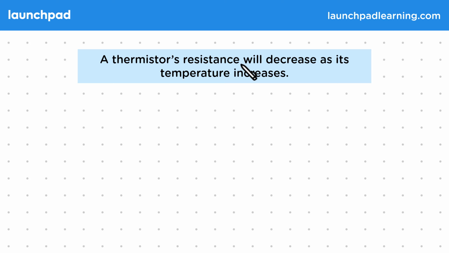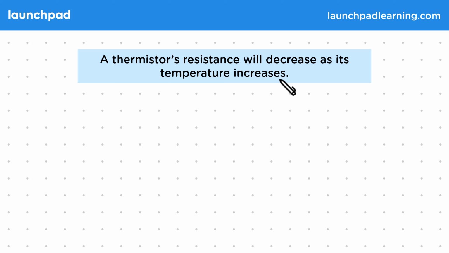A thermistor's resistance will decrease as its temperature increases. Now, pretty much all components will change their resistance as their temperature increases. But thermistors are special as the resistance decreases instead of increases with temperature. Here's what a thermistor looks like, where a special material in the casing reacts to changes in temperature by releasing more charge carriers. Though at GCSE, you don't need to know the details of how thermistors work.